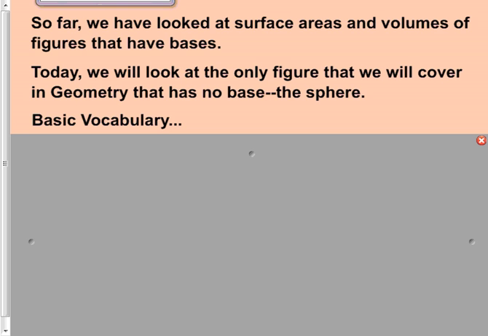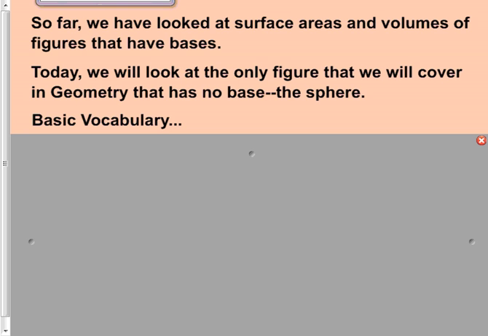Okay, so let's take a look at some basic vocabulary here. So far, our calculations have been strictly towards figures that have had bases. Our calculations and discussions of surface area and volume have been limited to the figures that have two parallel congruent sides that we can call bases, in other words, the prisms, and other solids that only have one base and an opposing vertex across from that, and those would be the pyramids.